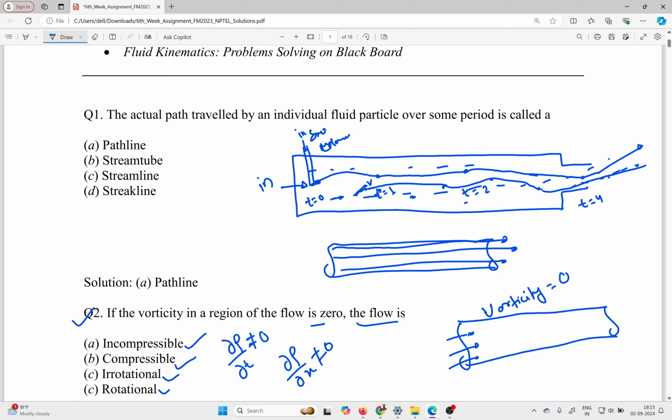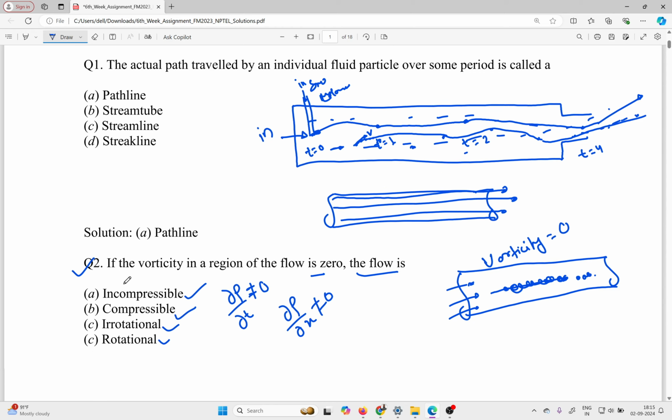Rotational, the vorticity should not be 0. Rotational means your fluid particle is moving in the forward direction, but it is also rotating, rotating on its axis and moving, rotating and moving. That type of flow is known as rotational flow.